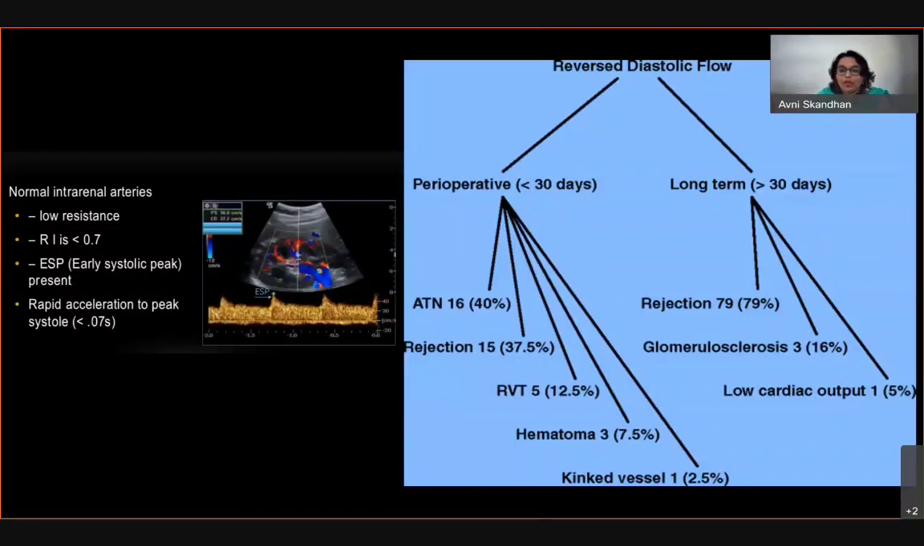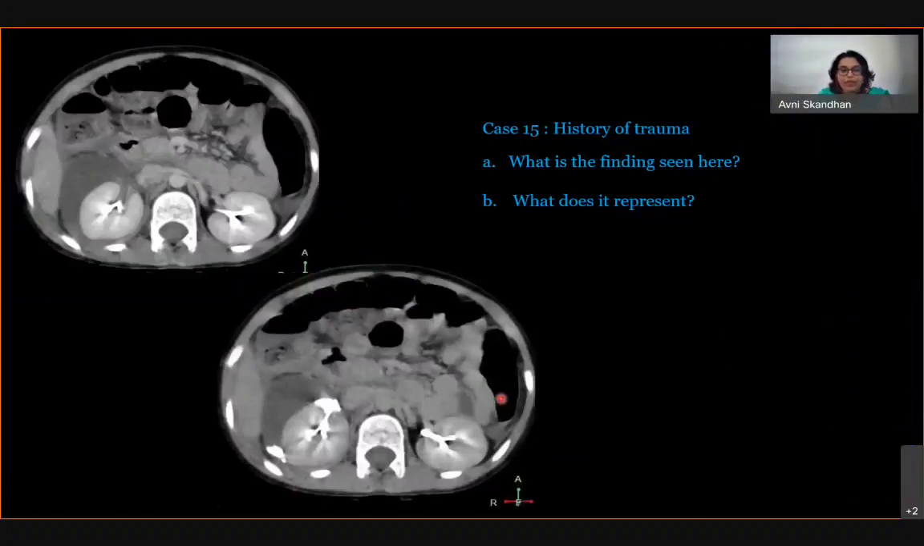If it is in the perioperative period, that is less than 30 days, which our patient is, you can see it in acute tubular necrosis, acute rejection, renal vein thrombosis, some compression on the vessels, either by kinking, hematoma, urinoma, something like that. So the commonest thing that we will be mentioning is renal vein thrombosis. Okay. Now, this is a patient who has had a history of trauma.